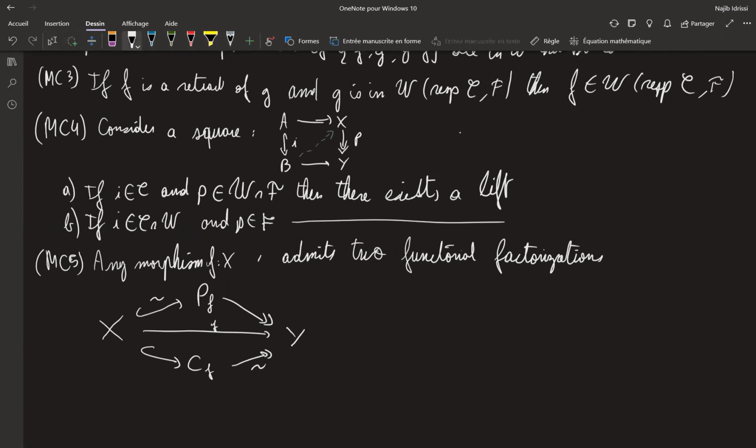And as I said earlier, checking this axiom is also typically very hard, perhaps even harder than checking MC4, right?